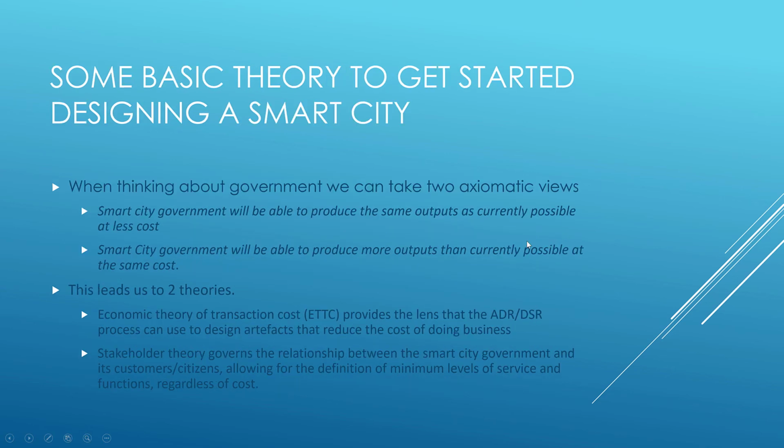And this leads us to how we need to think about city government or any government. But basically, when we think about government and we think about governmental budgets in particular, the government must be able to produce the same outputs as before at less cost. Budgets never go up. And a smart city government must be able to produce more outputs than is currently possible at the same cost.